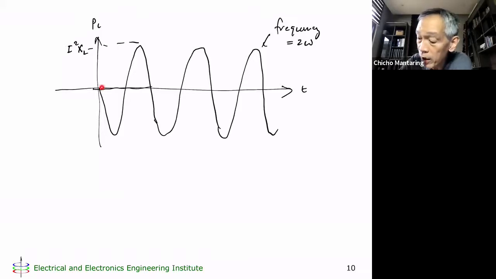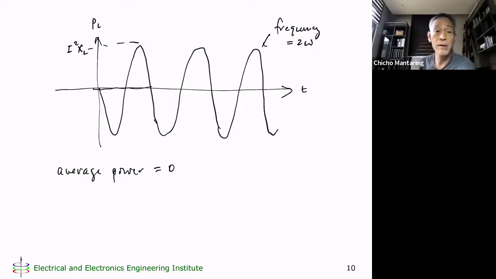So the power alternates between power being absorbed and power being delivered. Absorbed, delivered. Notice that when you have an AC current flowing through your inductance, one half cycle it is absorbing power, the other half cycle it is delivering back that power. But the average power is equal to 0.